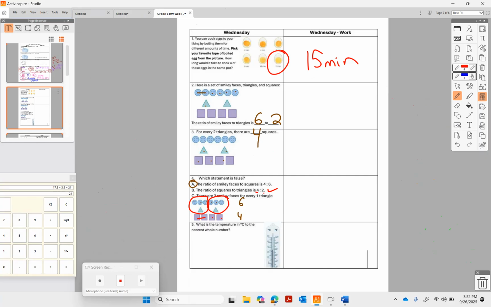Next one, temperature. It's hard to see this. This is 20. This is 30. That's 25. So it's at about 26 degrees. Wow, Wednesday was faster. Thank goodness. And let's go to Thursday. Let's see how fast Thursday.